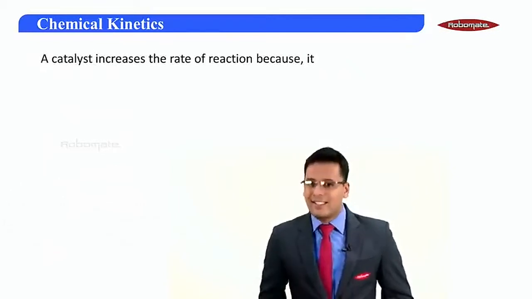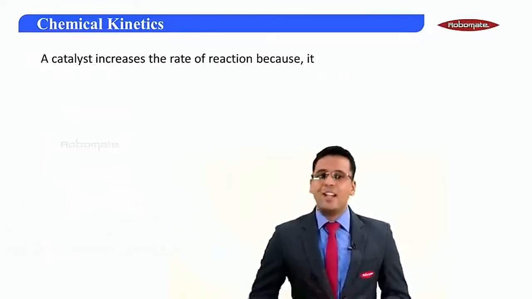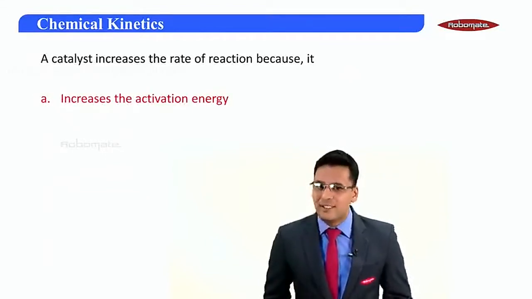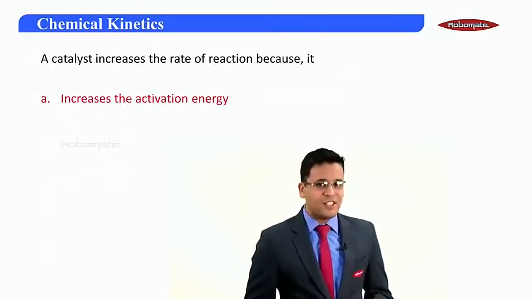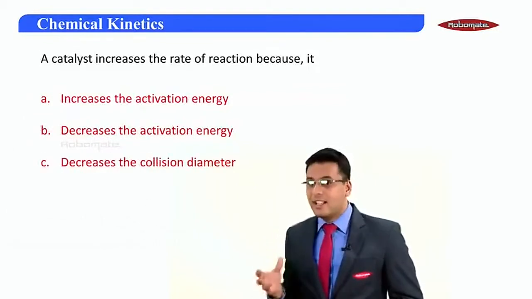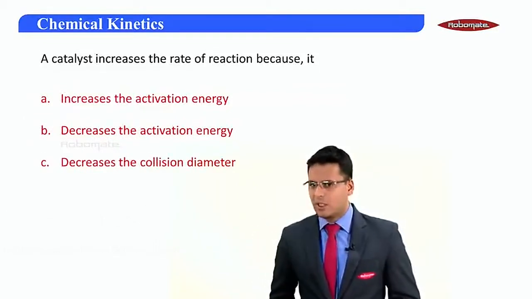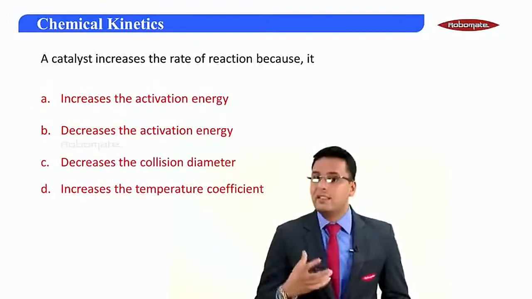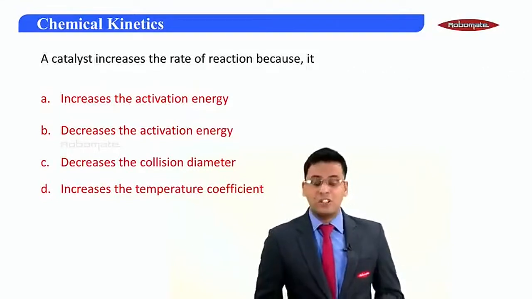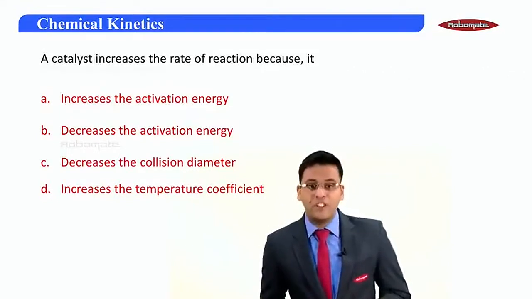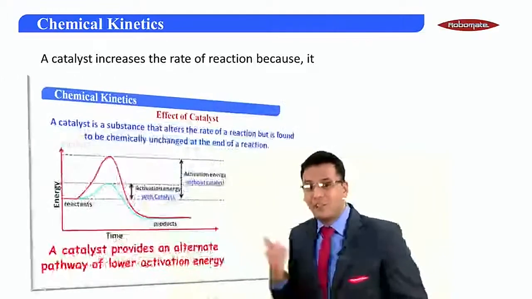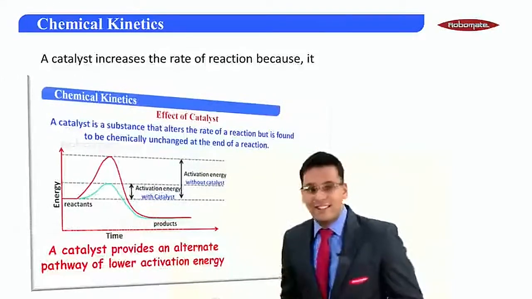A catalyst increases the rate of reaction because it, and your options are, increases the activation energy, decreases the activation energy, decreases the collision diameter, or decreases the temperature coefficient. Lots of new terms involved over here. Collision diameter, temperature coefficient. But you don't have to get confused, because this is related to this concept right here that we have already studied.